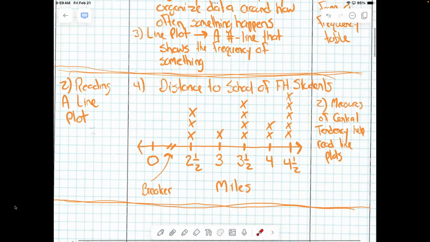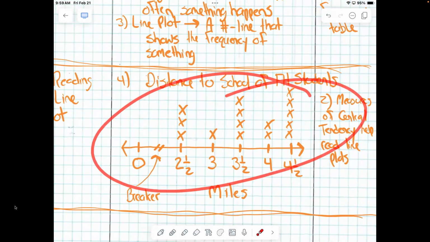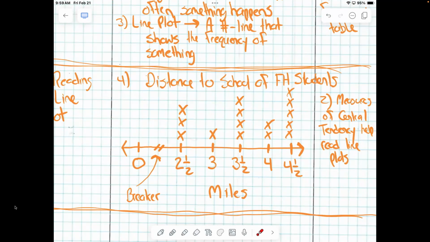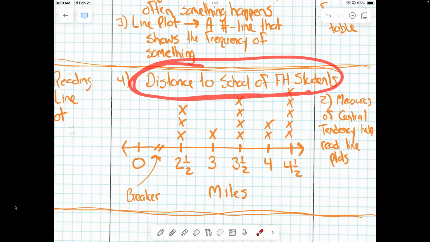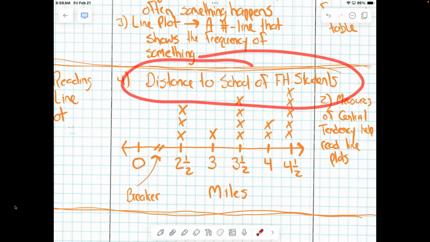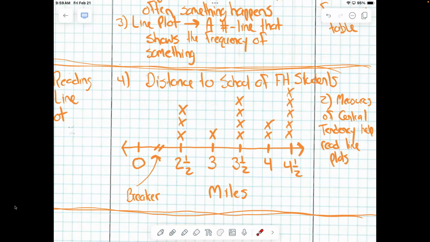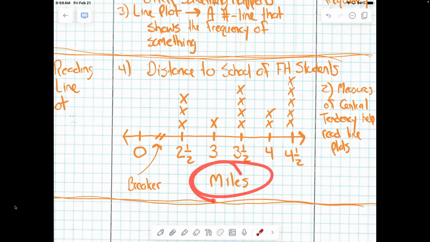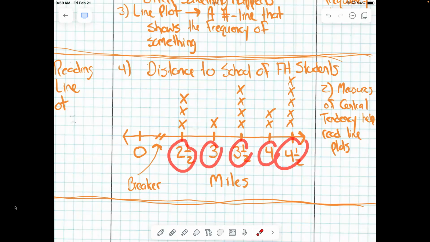Okay, so this is a line plot right here. This is called the what of the line plot? It's the distance to school for Forest Hill students, but it's called the label or the title, right? And we're talking about distances that are measured in what? Miles. Okay, so it looks like we have 2.5 miles, 3 miles, 3.5 miles, 4 miles, and 4.5 miles, right?